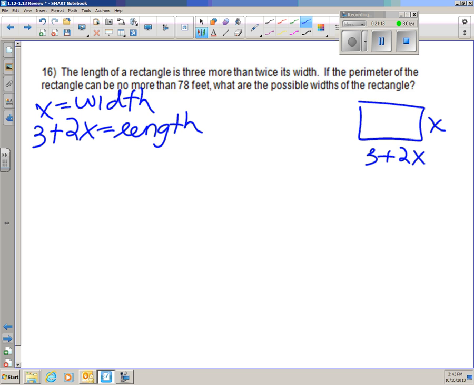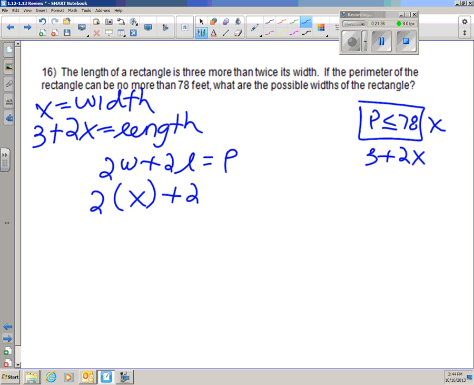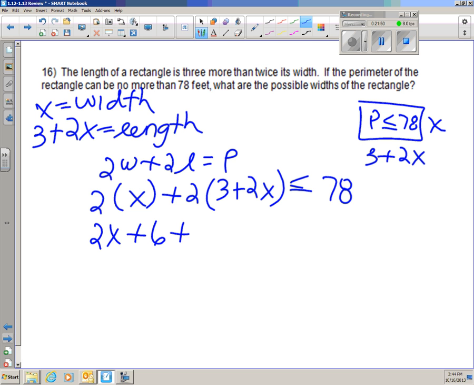It says that the perimeter can be no more than 78 feet. It has to be less than or equal to 78. Don't forget, perimeter means I've got 2 widths plus 2 lengths, which means I'm going to have to multiply 2 times x, plus 2 times 3 plus 2x, has to be less than or equal to 78. Essentially, you're adding up all 4 sides. However you choose to do it doesn't really matter. So 2x plus 6 plus 4x is less than or equal to 78. Combine like terms: 6x plus 6 less than or equal to 78.